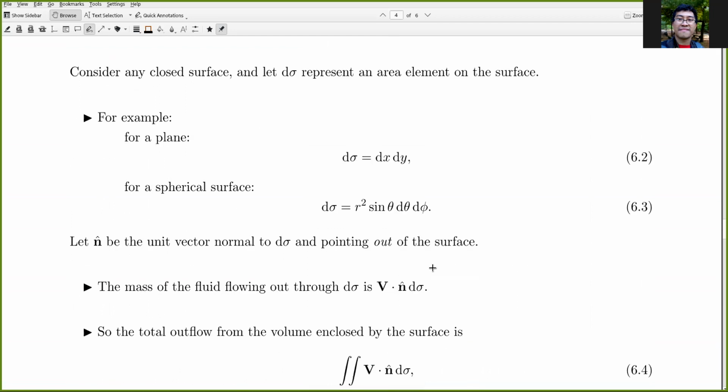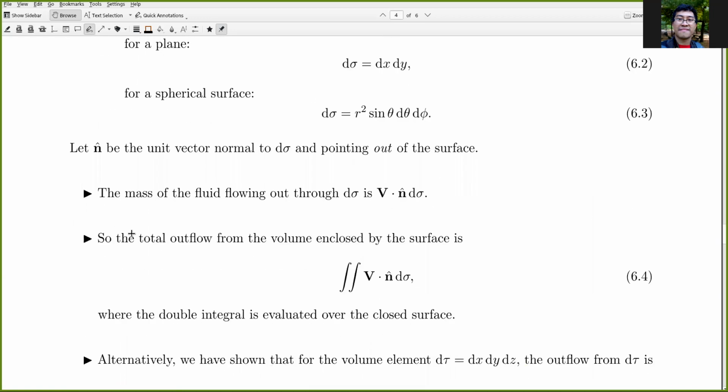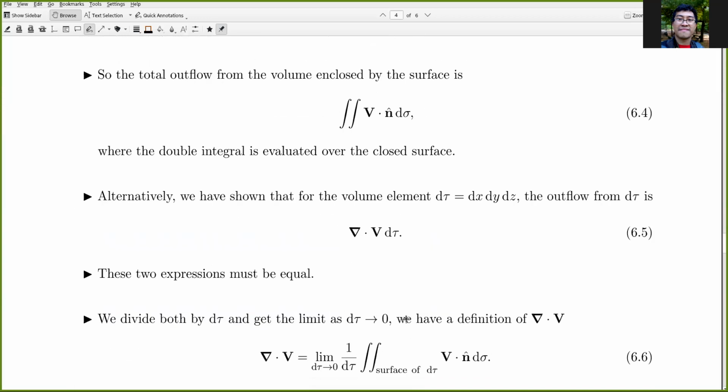Okay. Consider any closed surface and let d sigma represent an area element on the surface. For example, for a plane, d sigma is dx dy. For a spherical surface, it's r squared sine theta d phi. Let the unit vector n be the vector normal to d sigma and pointing out of the surface. The mass of the fluid flowing out through d sigma is v dot n, which we have derived earlier. So the total outflow from the volume enclosed by the surface is just this double integral, evaluated over the closed surface.